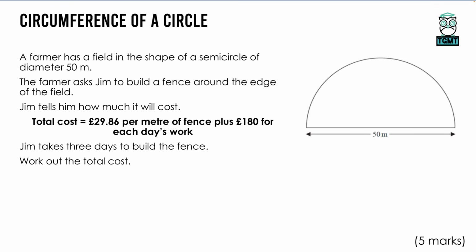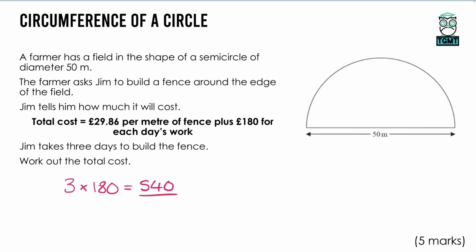Well, the easy bit that we can work out here is the £180 each day that he does, so we can do 3 times 180, and that will tell us how much we have to pay him for the actual process, so that costs £540. Now we need to actually work out the cost of the fence. So this particular question is about the distance around the outside.